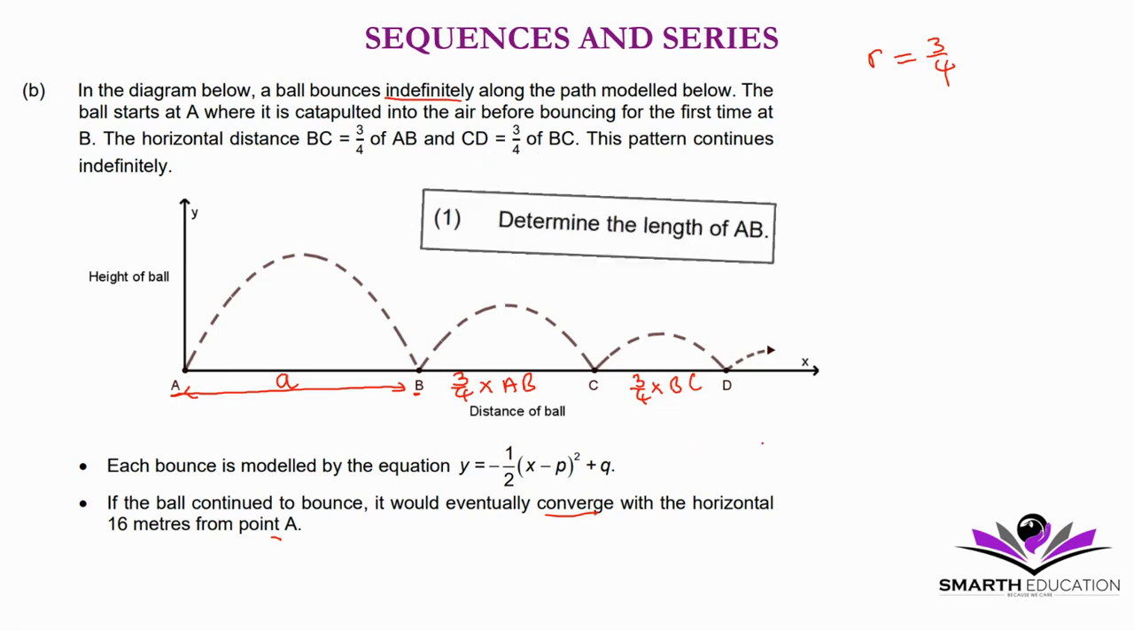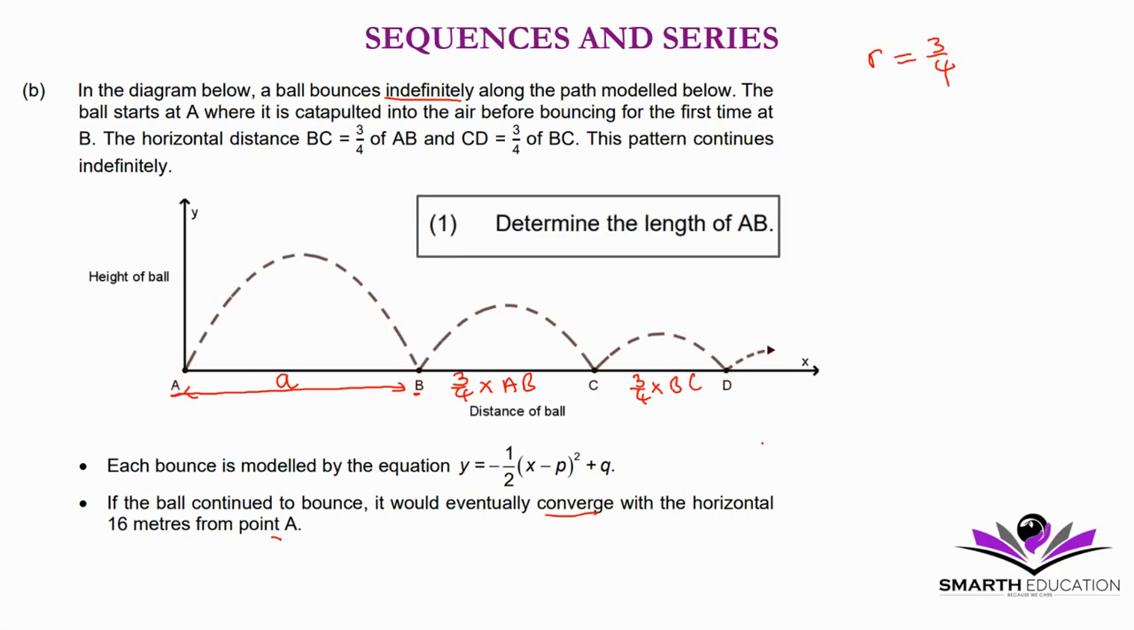Okay, so the question says, determine the length of AB. AB, like we said, is our first term A, and 16 is the sum to infinity. So we use the sum to infinity formula. Sum to infinity is equal to A over 1 minus r. So, sum to infinity 16 is equal to A, that is our AB, over 1 minus 3 over 4.